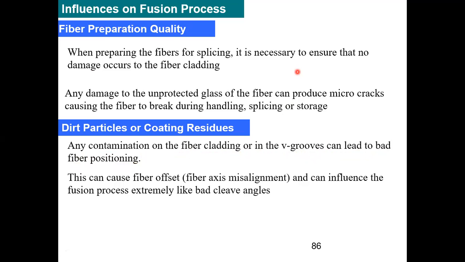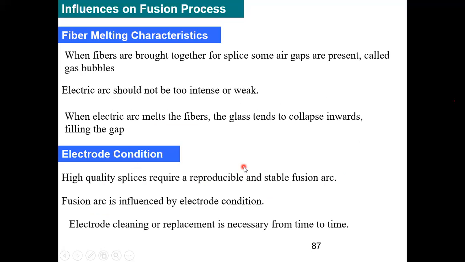During the splicing process, no contaminant should stick on the fiber. Again, the losses will be there. Then this can cause fiber offset alignment and can influence the fusion process extremely, like bad cleavage angle. Okay, so what will happen due to fiber misalignment, that also I will show you.